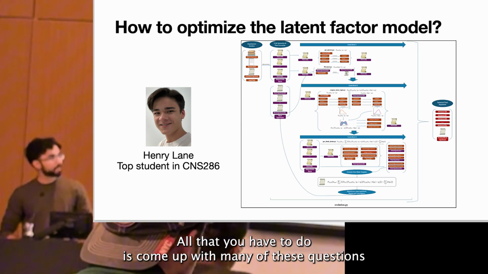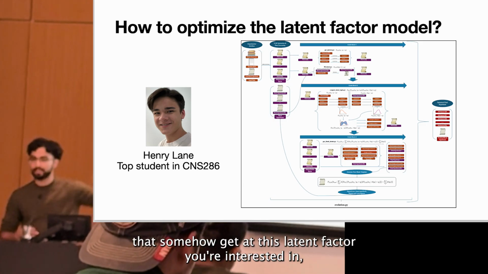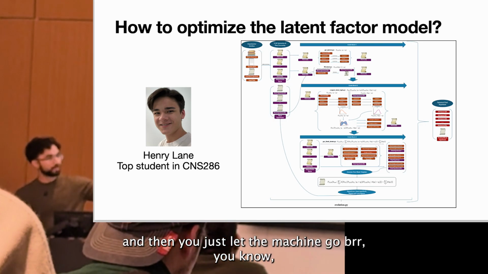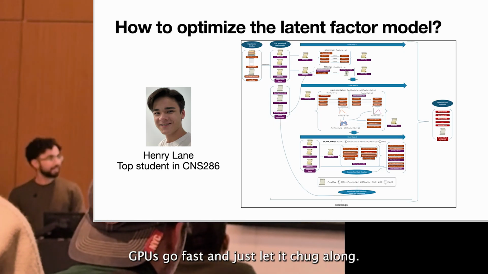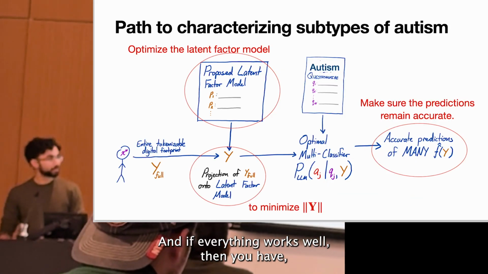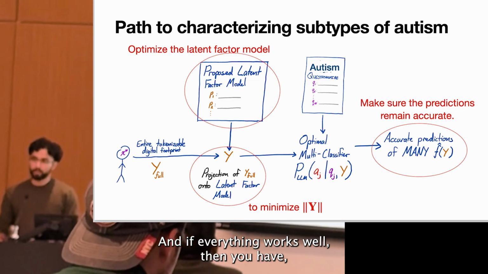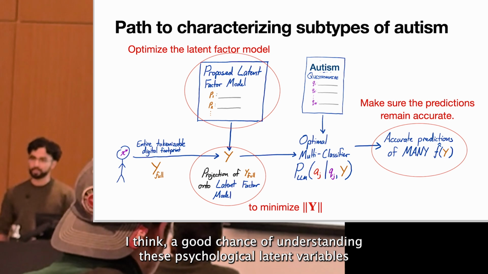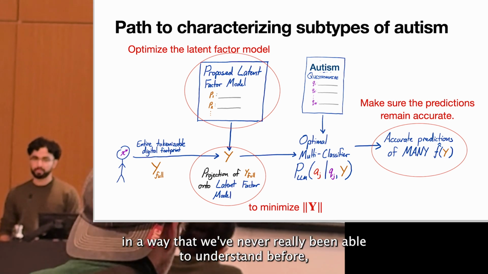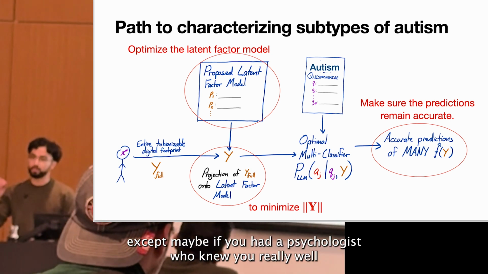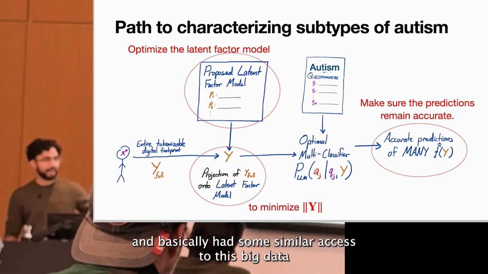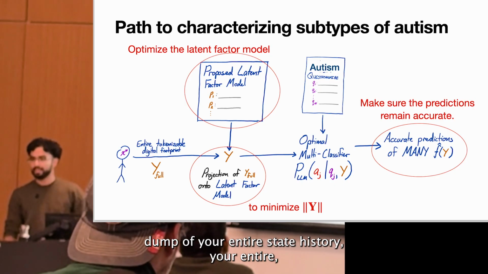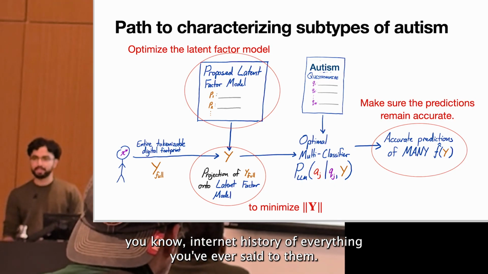All you have to do is come up with many of these questions that somehow get at the latent factor you're interested in. And then you just let the machine go brr, GPUs go fast, and let it chug along. If Henry's thing works, which I think it will, then you have a good chance of understanding these psychological latent variables in a way that we've never really been able to before, except maybe if you had a psychologist who knew you really well and had similar access to this big data dump of your entire state history, your entire internet history, or everything you've ever said to them.